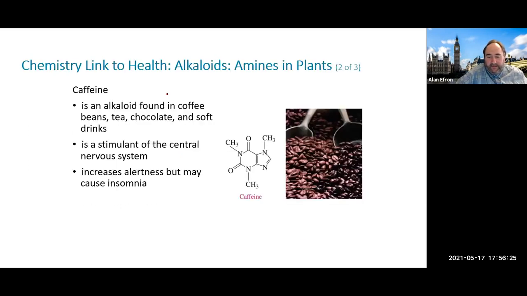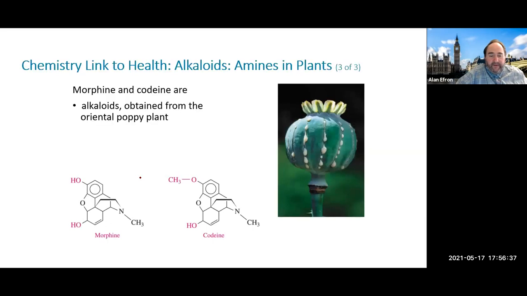Also caffeine as well. So if we look over here, again, we have our nitrogen containing groups that are there, and obviously found in caffeine. Morphine as well. Here again, you can see our amine aspect of it, and codeine and morphine that are found here, used for painkillers.